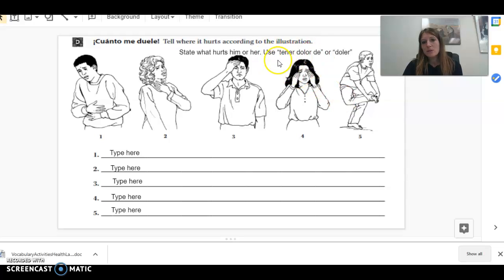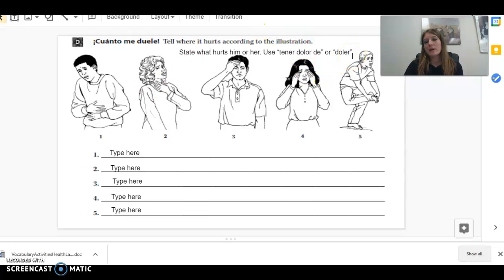You have a choice to use tener dolor de for each or the verb doler, and certainly you could mix it up. If you're using tener dolor de, remember that it's going to start with a form of tener, in this case tiene dolor de, and it's then the body part at the end.